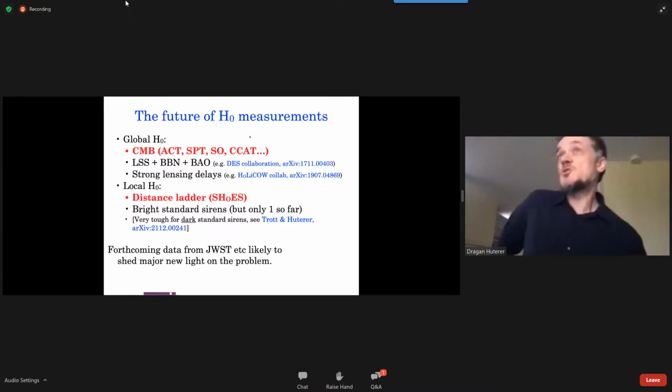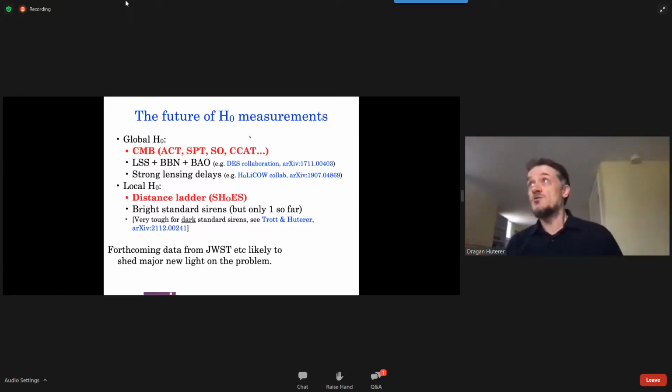Now, we don't suppose they will change anything. We think they'll continue to find 67 with smaller error bars, but who knows? Let's see what they find. And certainly they will shed light on these theory explanations for the discrepancy.